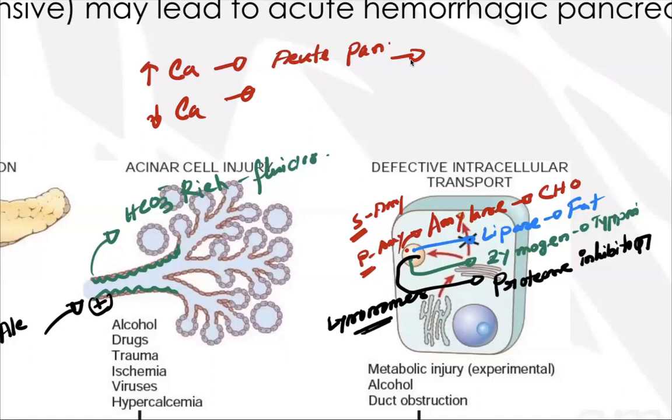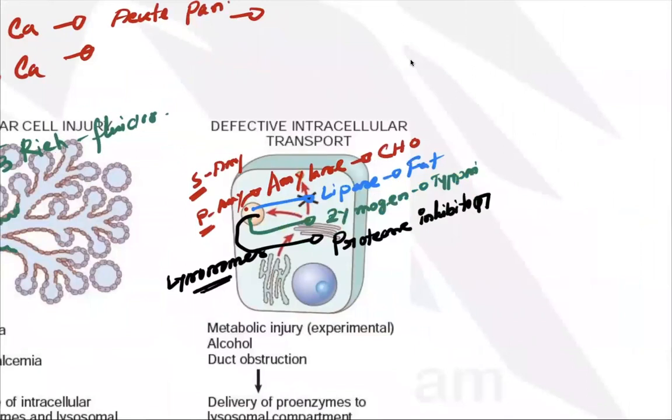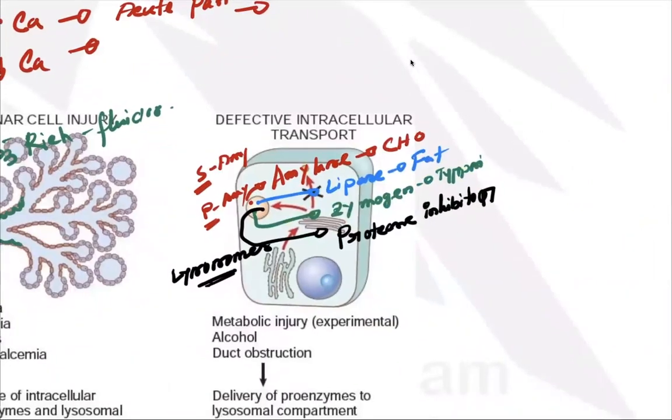What is the cause of pancreatitis due to hypercalcemia? Can you please explain once more? Normally, some enzymes need calcium to be converted. And also, if there is an increased amount of calcium, it will stimulate these cells.